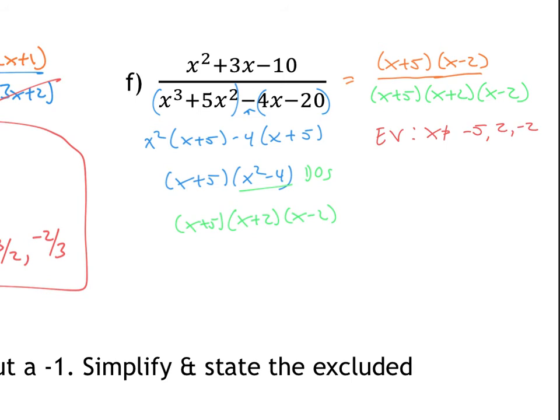Now, is there anything I can cancel? Yes, I have a plus 5, I have a minus 2. So my answer here is just going to be 1 over x plus 2. And I'm done. So 1 over x plus 2, where x cannot equal negative 5, x cannot equal 2, and x cannot equal negative 2.